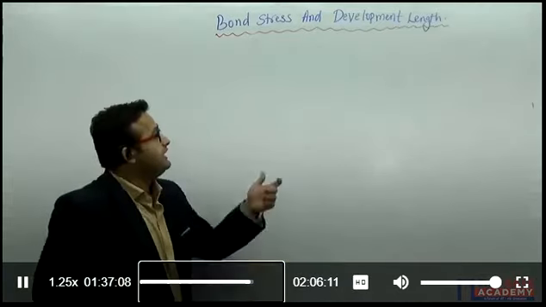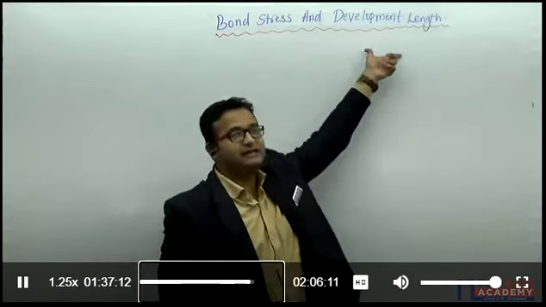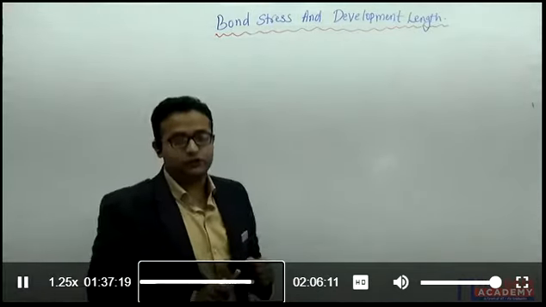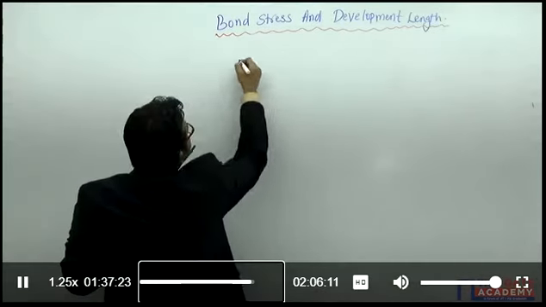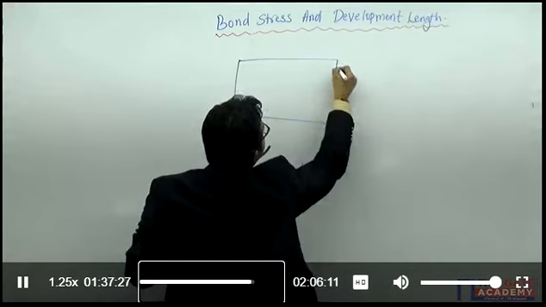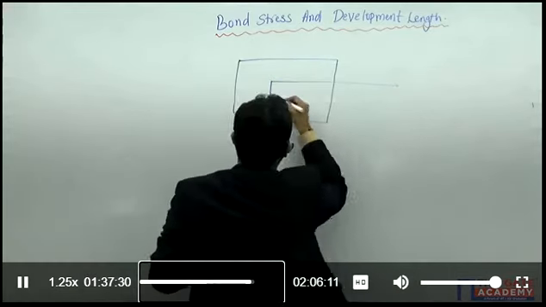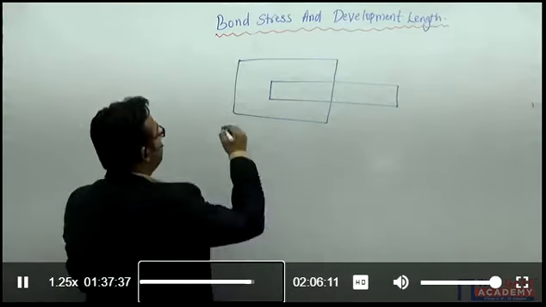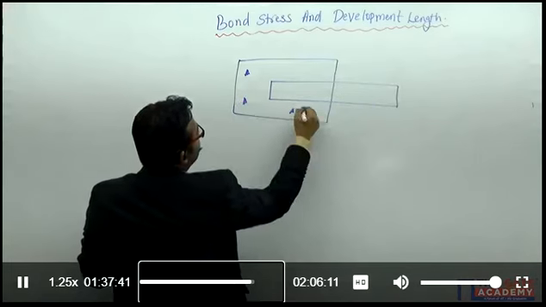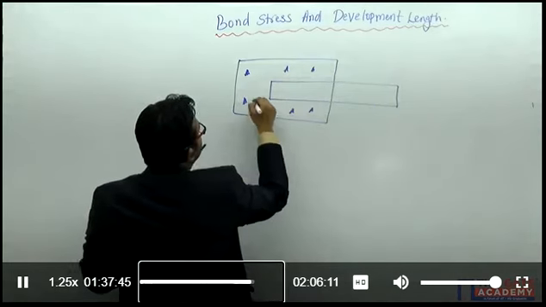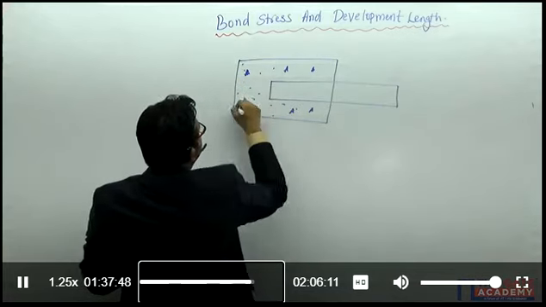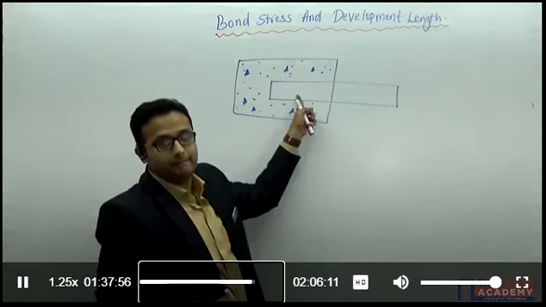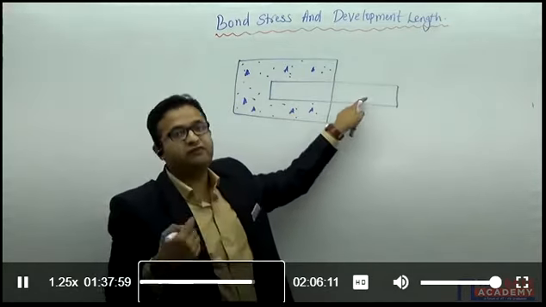So let's start now the development length. We have studied the bond stresses. Let's discuss development length. What is development length actually? See, suppose this is one concrete block and I have provided one reinforcement of grade Fe 415. This is the concrete block. And I have provided one reinforcement bar of diameter phi in the grade Fe 415.